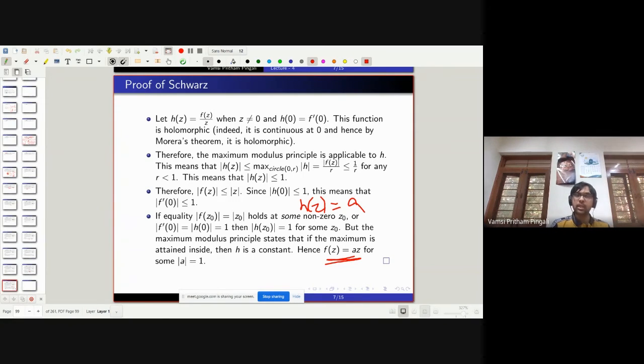Once again, the key ingredient in this proof is the maximum modulus principle. And this proof should remind you of an earlier proof where we proved that the automorphisms of the Riemann sphere are Mobius transformations. Even in that proof, some function like this played a very crucial role, right? So this is the proof of Schwarz's lemma. So let's move on.